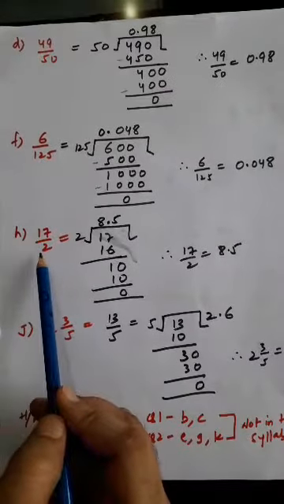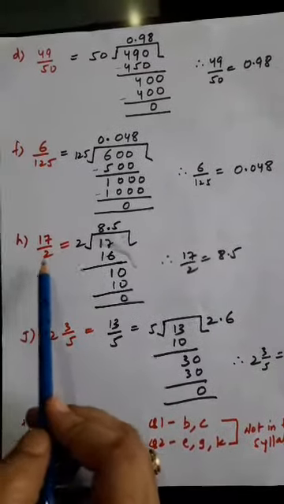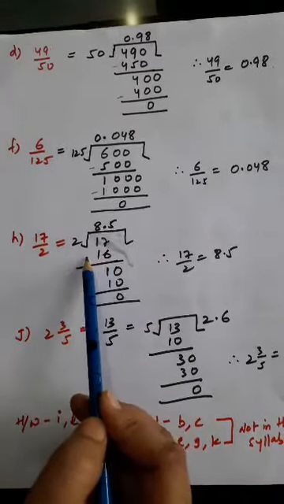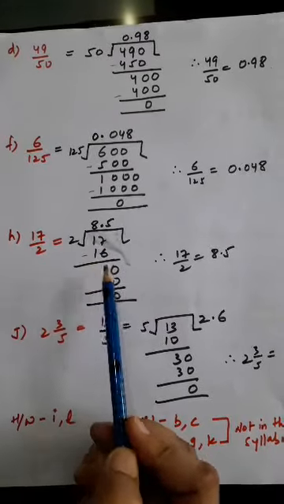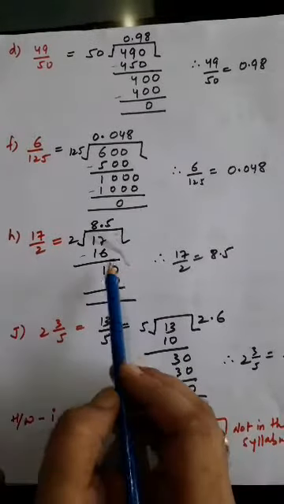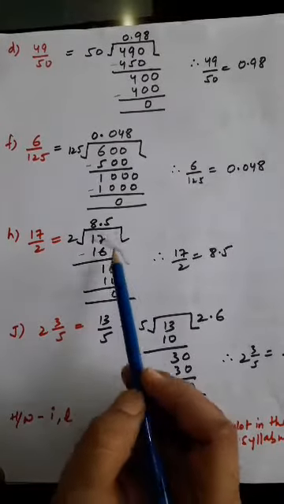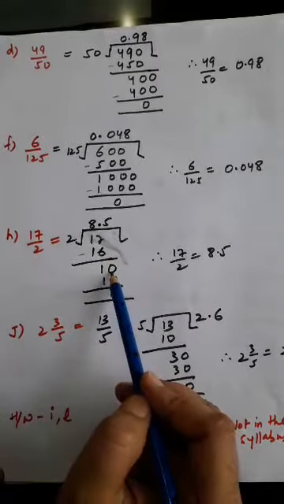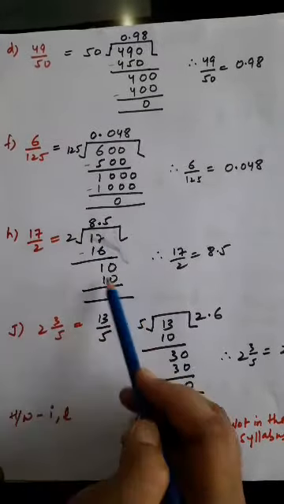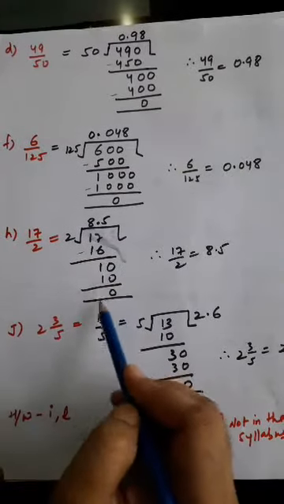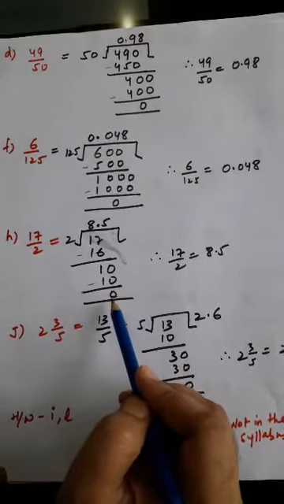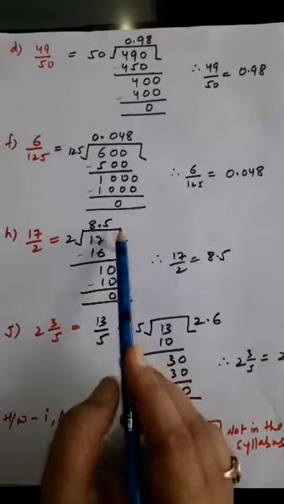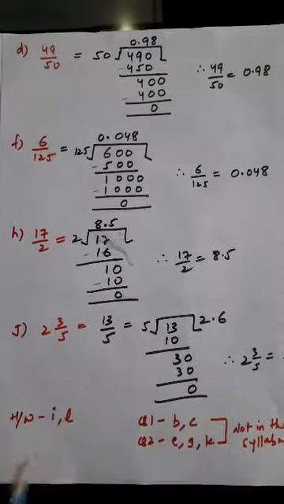H part is 17 upon 2, so 17 will be divided by 2 here students. 2 eights are 16. 7 minus 6 is equal to 1. Now students, look here. Now you have to put a decimal point here and a 0 here, okay. So 2 fives are 10. 10 minus 10 is 0. We got, therefore, 17 upon 2 is 8.5. Okay, the quotient is the answer.